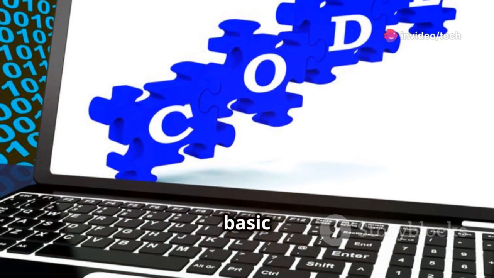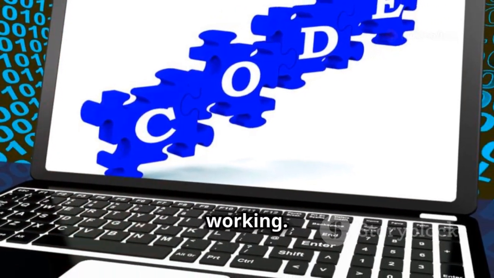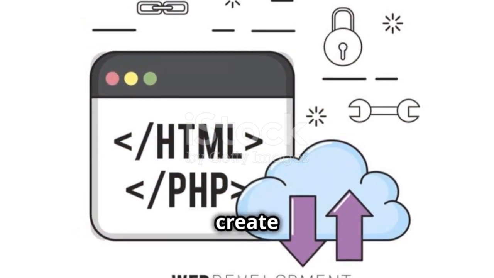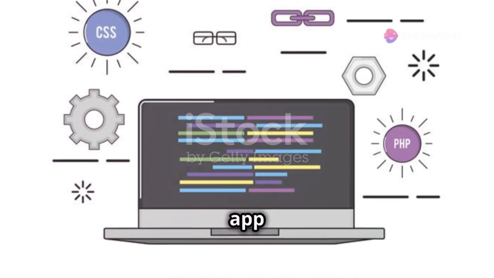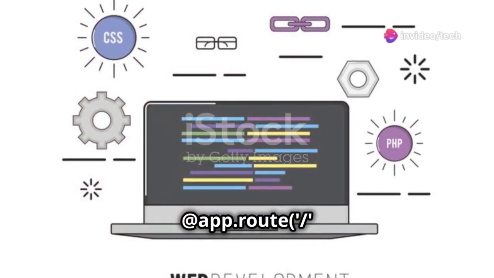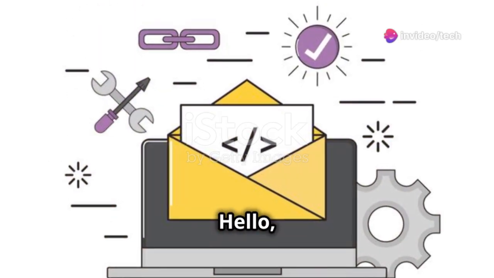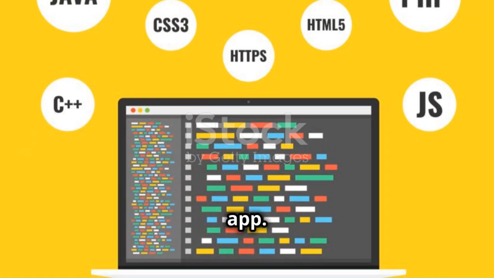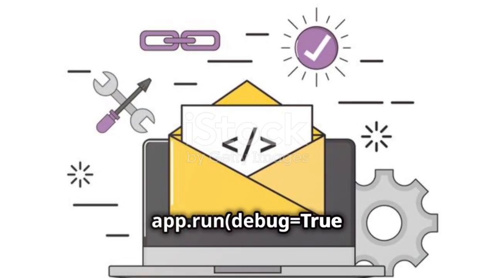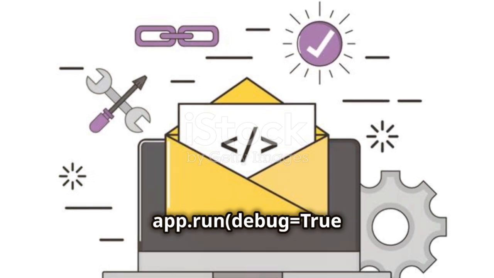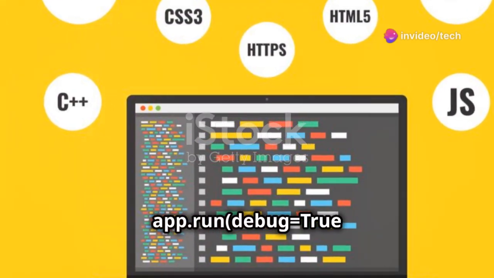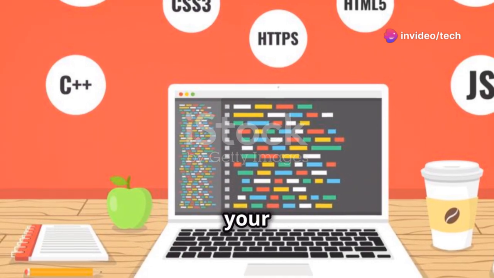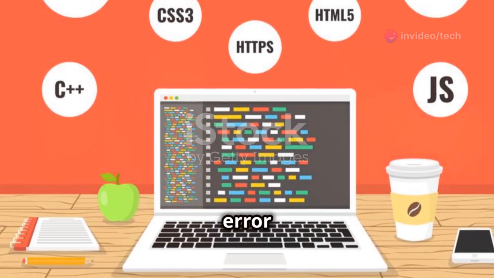Now let's write some basic Flask code to test if everything is working. Start by importing Flask with from flask import Flask. Then create an instance of the Flask class: app = Flask(__name__). Then @app.route('/') def hello(): return 'Hello World'. This function will run when you access the root URL of your web app. Then add if __name__ == '__main__': app.run(debug=True), and save the file. The debug=True parameter will help you debug your application by providing detailed error messages.